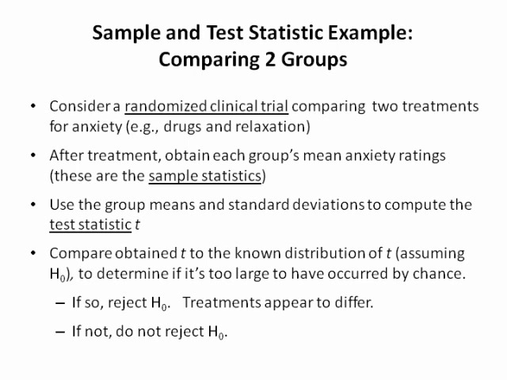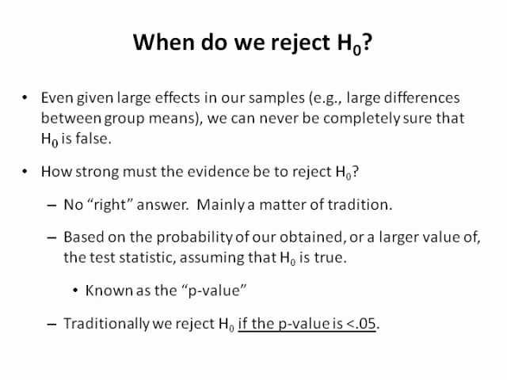Do you remember what we call that? That's our null hypothesis. So we're rejecting the null. And we conclude then that the treatments appear to differ. There appears to be a difference between level of anxiety for those who received a drug versus those who used a relaxation technique. If the obtained T doesn't seem to be too large to have occurred by chance, then we do not reject the null hypothesis. There appears to not be a difference between the drug and the relaxation techniques.